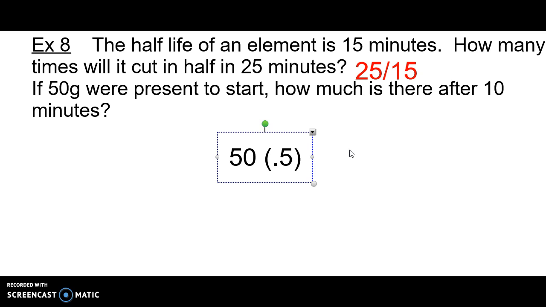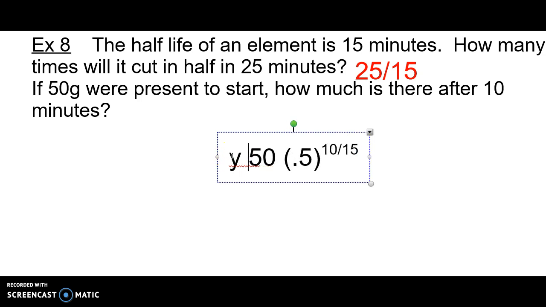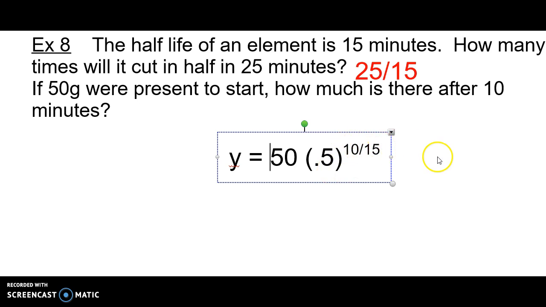Okay, so after 10 minutes, I haven't quite cut in half all the way yet. Okay, what I've really only done is an exponent of 10 divided by 15. Okay, I'm only 2/3 of the way there. So the amount that I have left then is y equals 50 times 0.5 to the 2/3. We could reduce that.